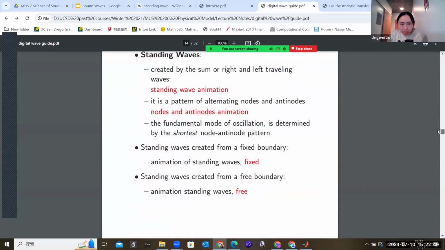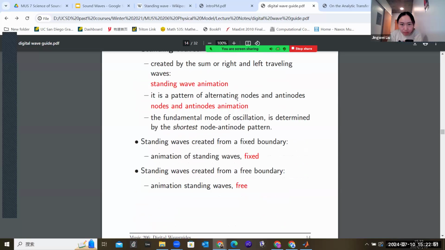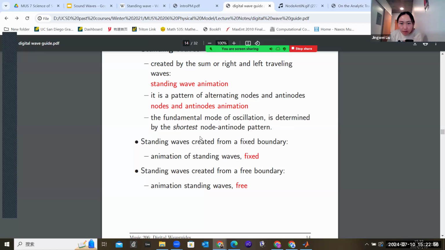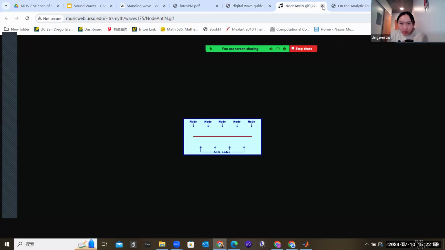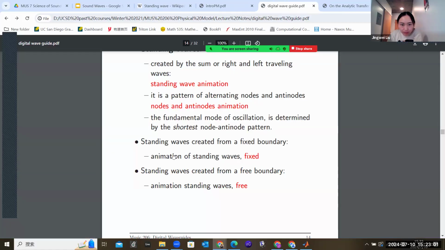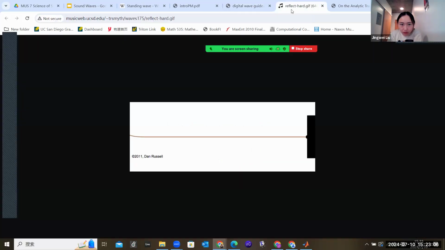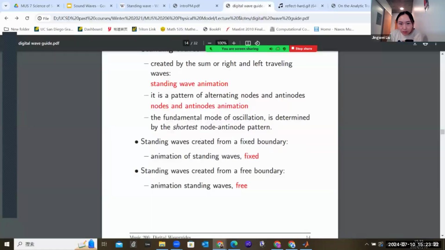This node antinode animation, I think this is a better one. Let's see, the wave hits the fixed end. This is the movement of how the standing wave forms.